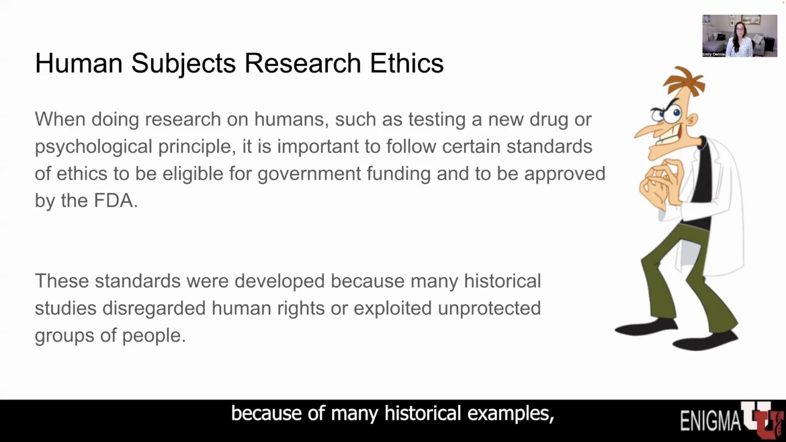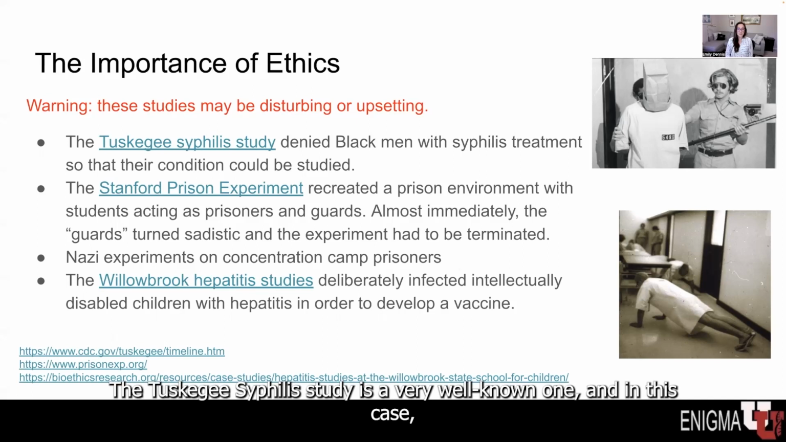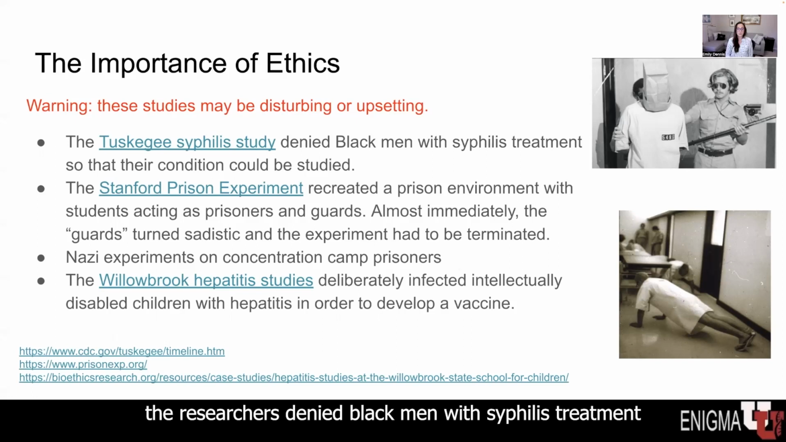These standards were developed because of many historical examples, many studies in history that have disregarded human rights or exploited unprotected groups of people. So these examples can be disturbing, just a warning. There are countless examples of unethical studies that have been done in the past. The Tuskegee syphilis study is a very well-known one. And in this case, the researchers denied Black men with syphilis treatment so that their condition could be studied, so that they could study the course of the disease.